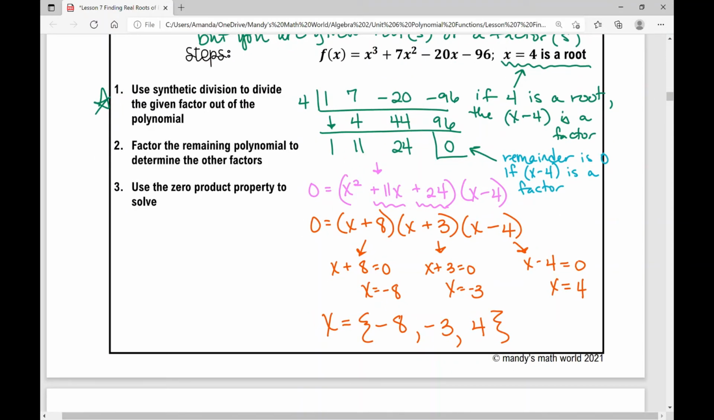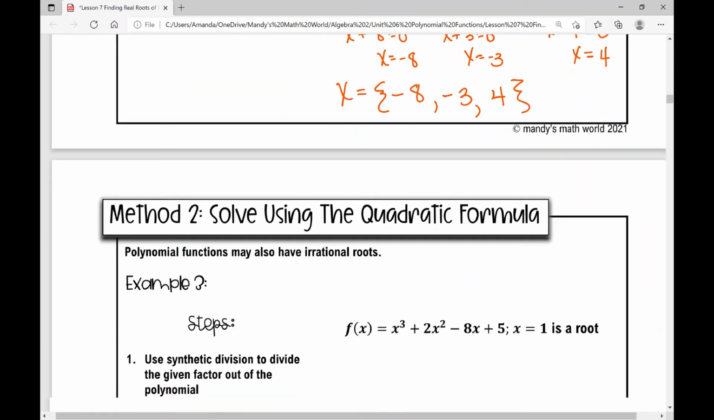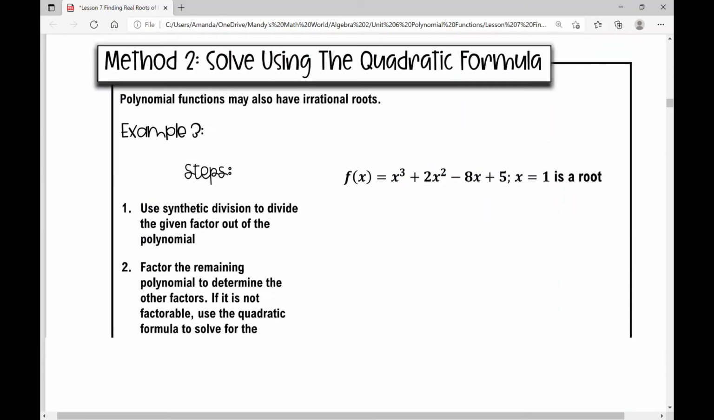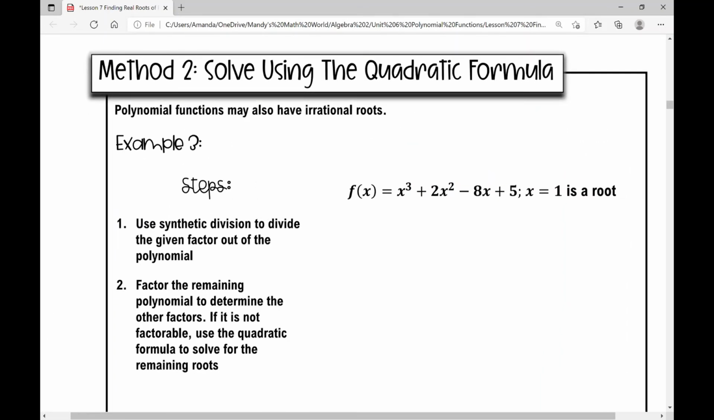So those are two examples where you can factor. In the second example, we couldn't factor it initially, but we were given a little bit of information. We used synthetic division, and then we factored. So the first one we just factored. The second one we used synthetic division, and then we factored. And then in this next method, we're going to solve using the quadratic formula.